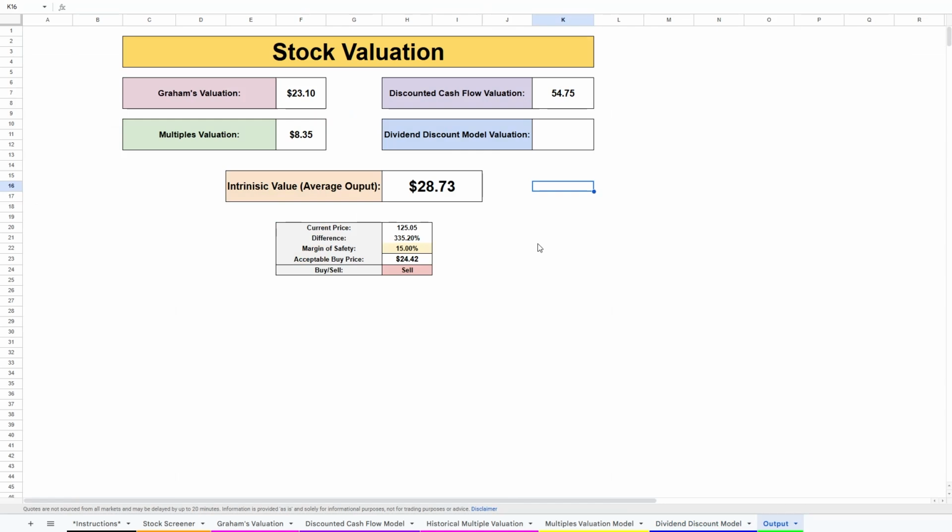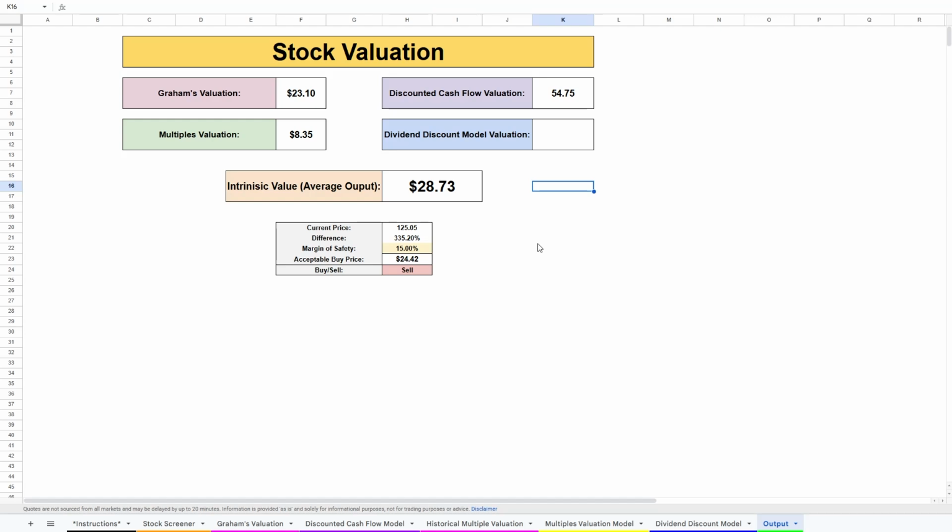Now, for the output, the model that I use uses a 3-point average. So the average of all of these three methods is $28.73, which is basically the intrinsic value. And using a 15% margin of safety, we get an acceptable buy price of $24.42, which is basically a fifth, I guess, of the current price and very far from any realistic buying.